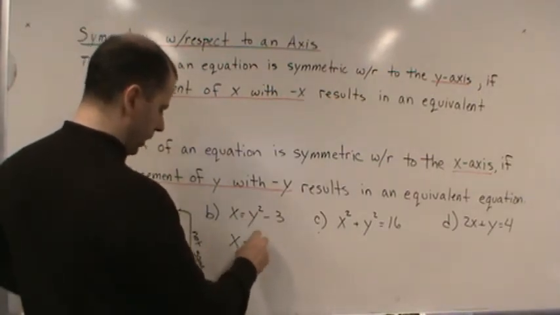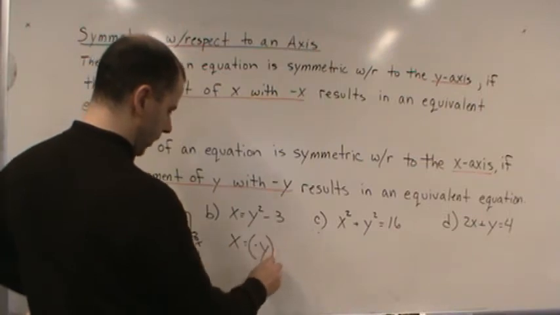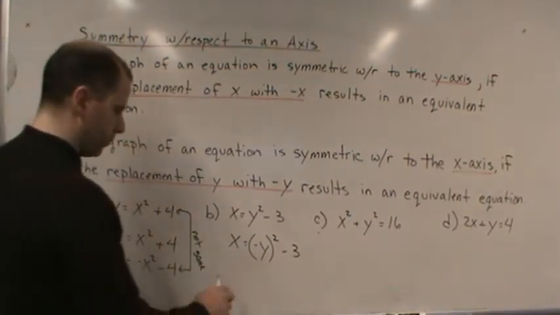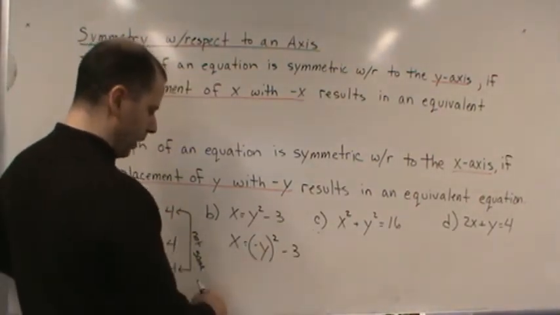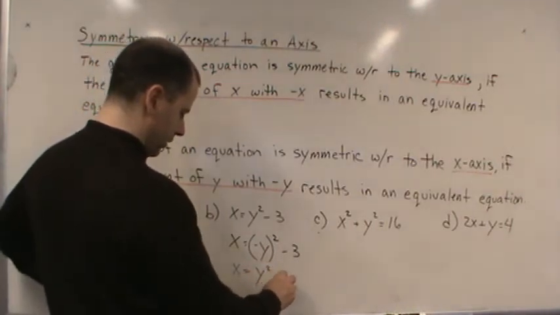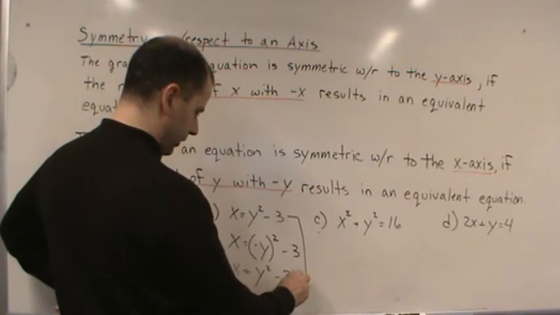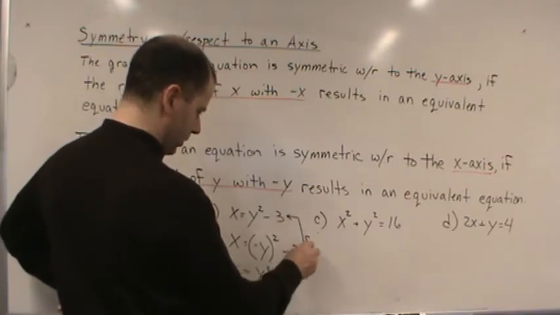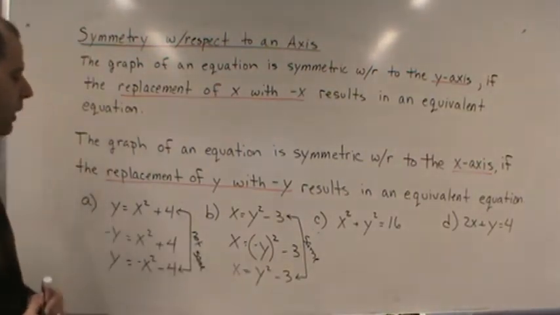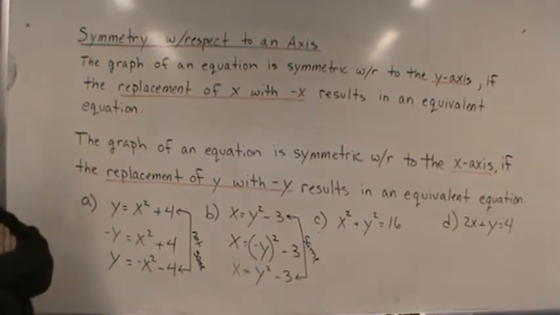So again, be careful of the square, so we're going to have to put it inside the square. Okay. Now, very similar, just like what happened over here. Well, negative y times negative y is just going to give me a positive y squared. So I'm going to get x equals y squared minus 3, and lo and behold, they're the same. So the graph of this equation is symmetric with respect to the x-axis, but it's not symmetric with respect to the y-axis.